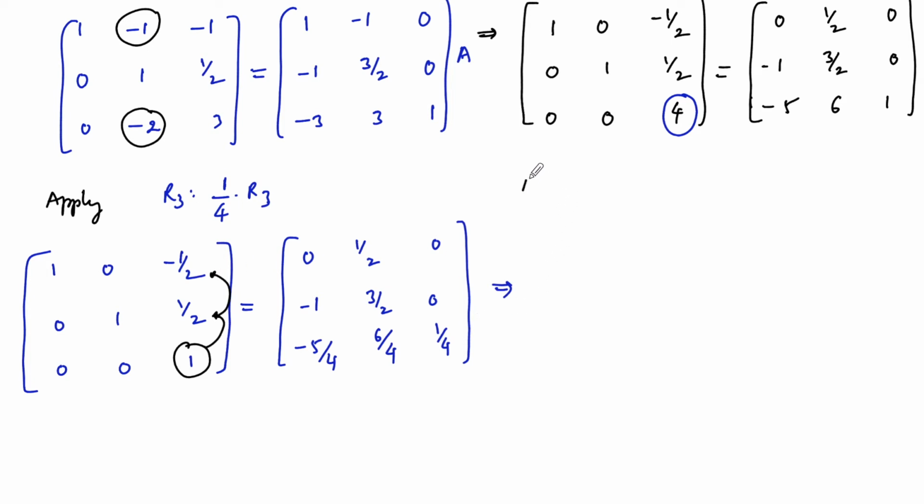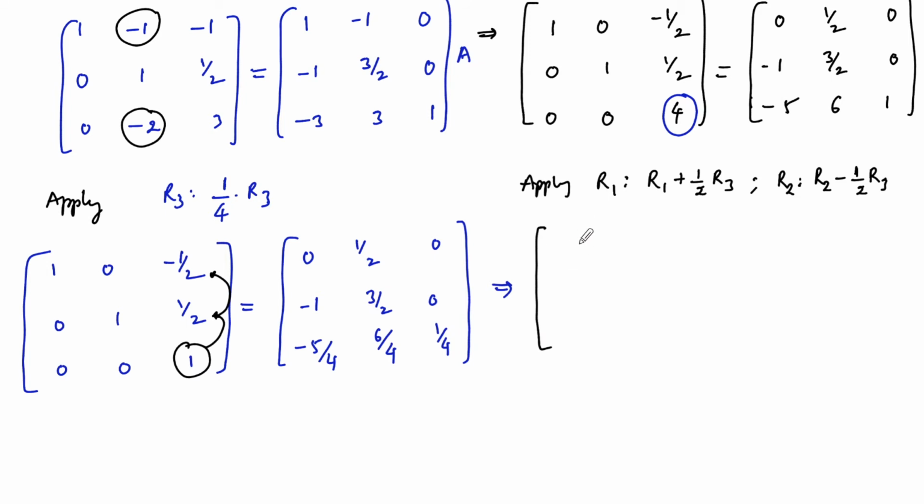So for that, let me apply R1 plus half of R3, means 1 by 2 times of R3. If minus 1 by 2 is added with plus 1 by 2, so we'll get 0. And then for R2 minus 1 by 2 times of R3. So here 1 by 2 is there, so we need to subtract it 1 by 2 times. So let me write here.